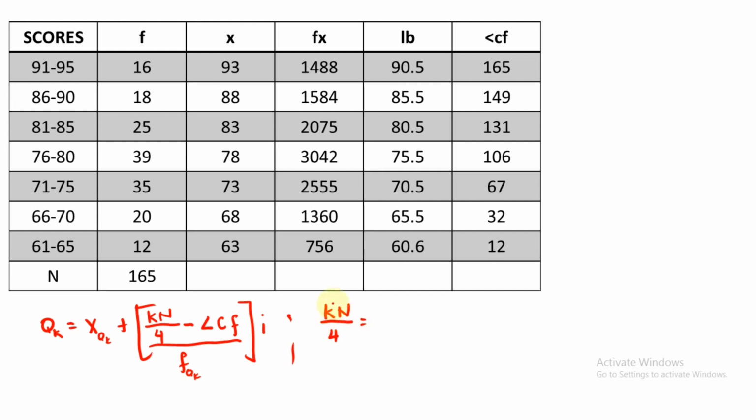The value of k, our given is quartile 2. So for example, Q sub 2, or quartile sub 2. This is our given, so we will just substitute here. The value of k is 2 times 165 over 4. So 2 times 165, that is 330 over 4. That is equivalent to 82.5.